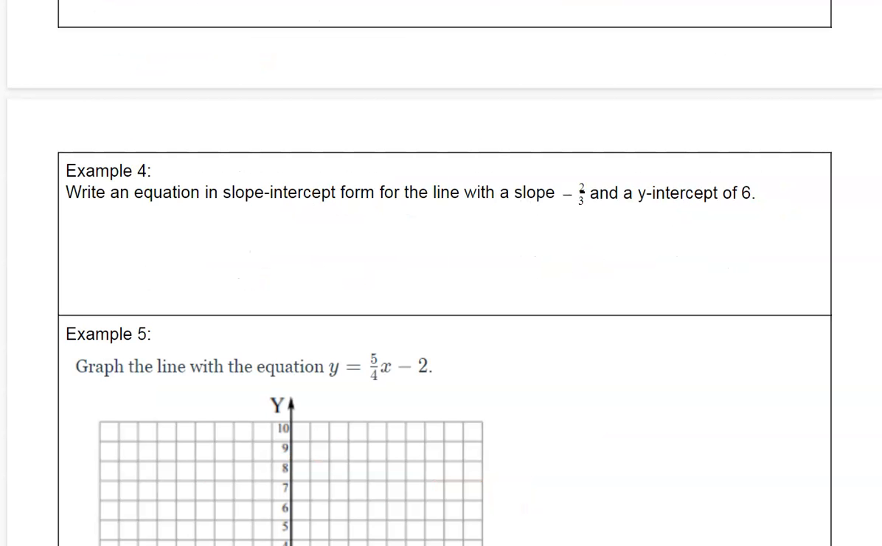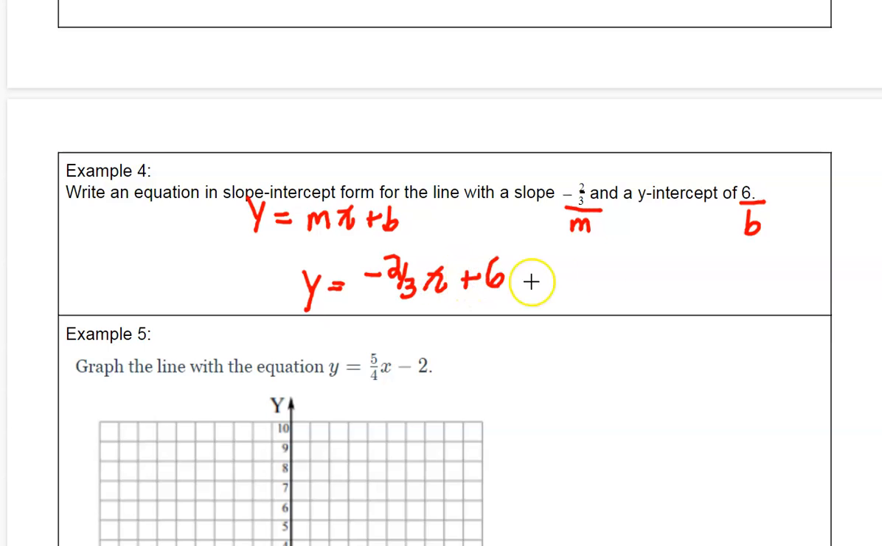Okay, write an equation in slope-intercept form for the line with the slope -2/3 and a y-intercept of 6. So again, y equals mx plus b. Got my m right here. I got my b right here. So I'm just going to plug everything in. Y equals -2/3 x. In this case, I'm going to go plus 6, because it's a positive 6. Easy peasy, lemon squeezy.